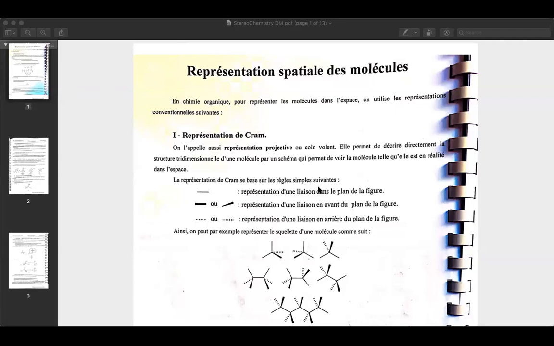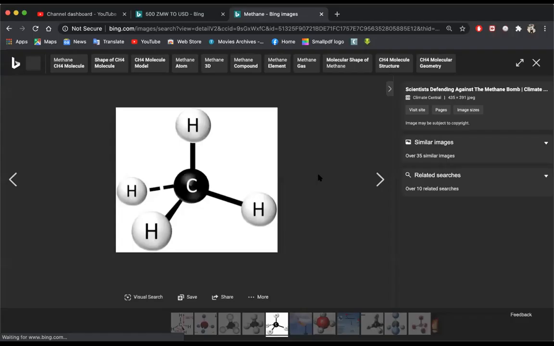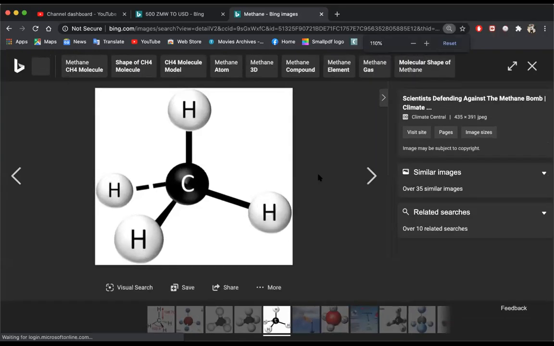Is it clear so far? Est-ce que c'est clair? Nat, is it clear? Yes. Just repeat the page. Can you guys now see the page? Can you see it?